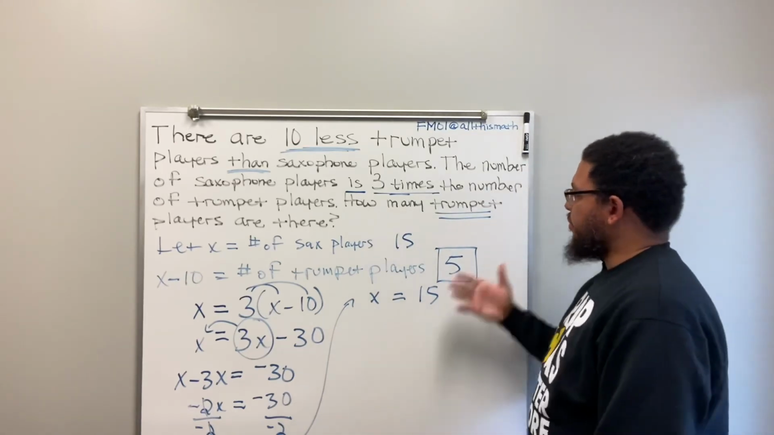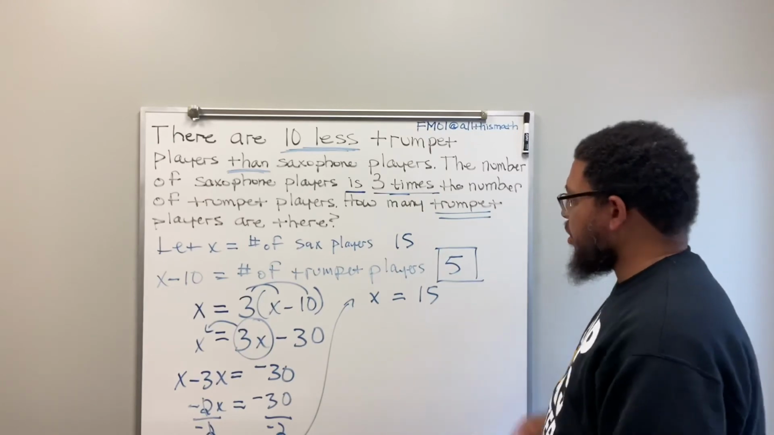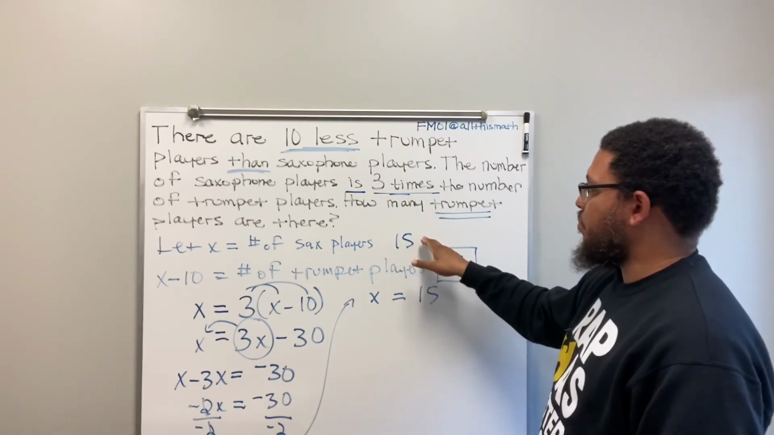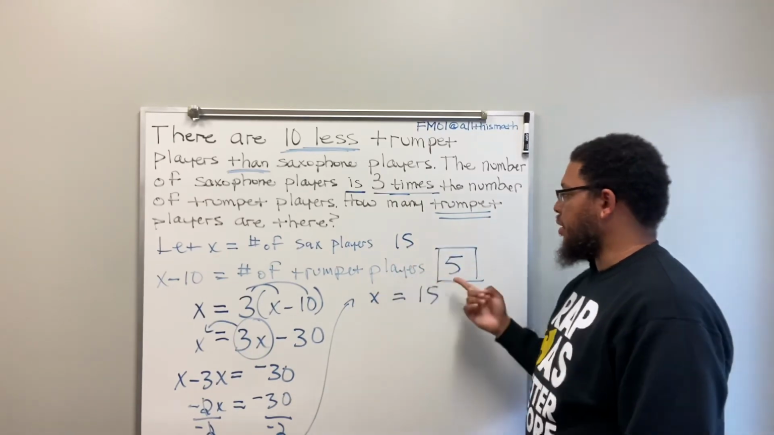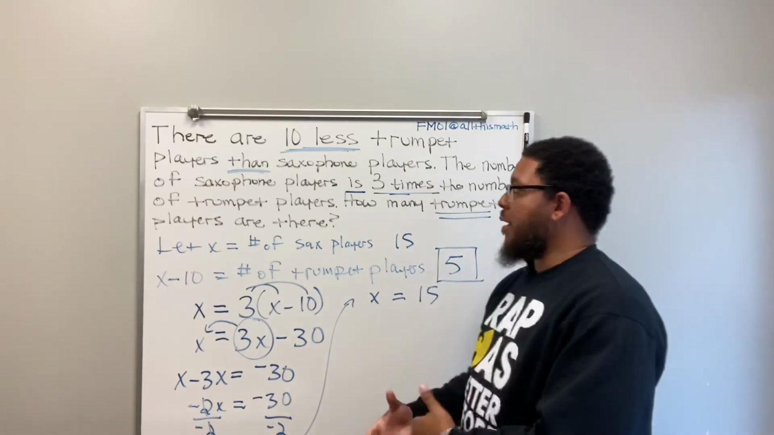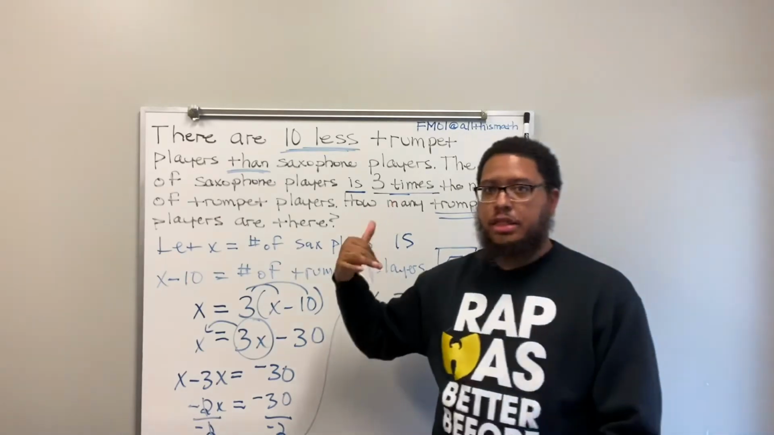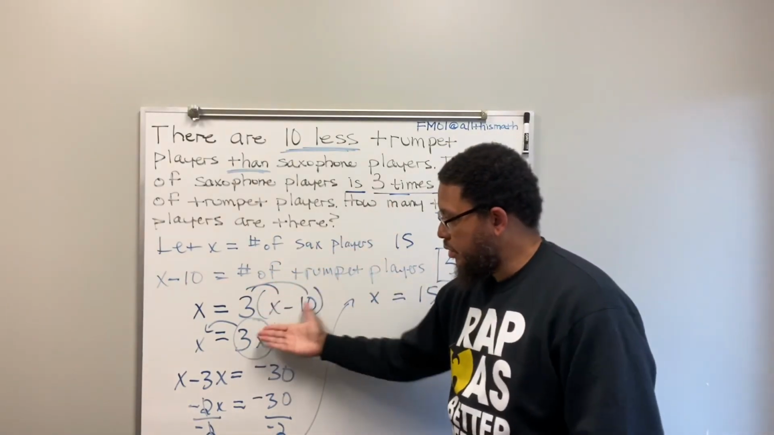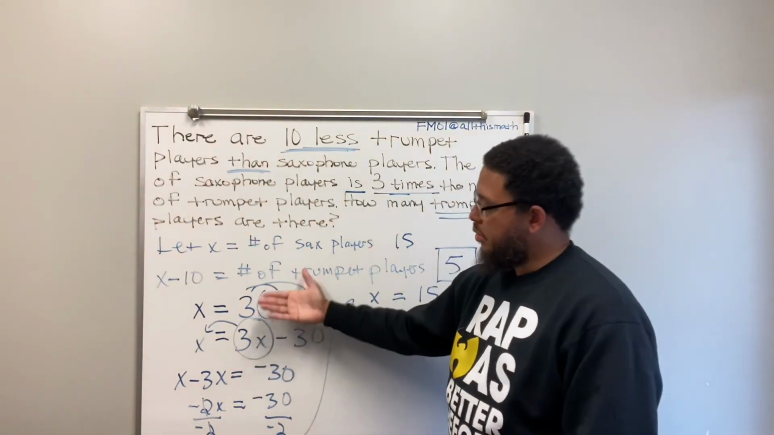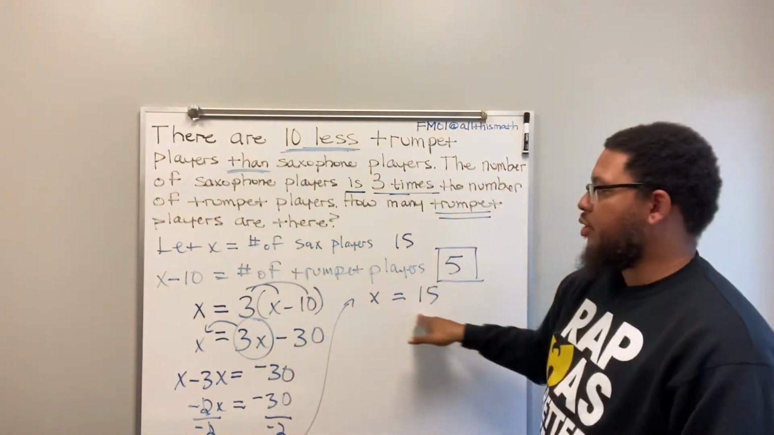All right. And then we figured out that, you know, there are 15 saxophone players. And then from there, we figured out that there must be 5 trumpet players. So we combined our reading comprehension and our ability to translate the English language into math language, and then use algebra to solve for our unknown value.